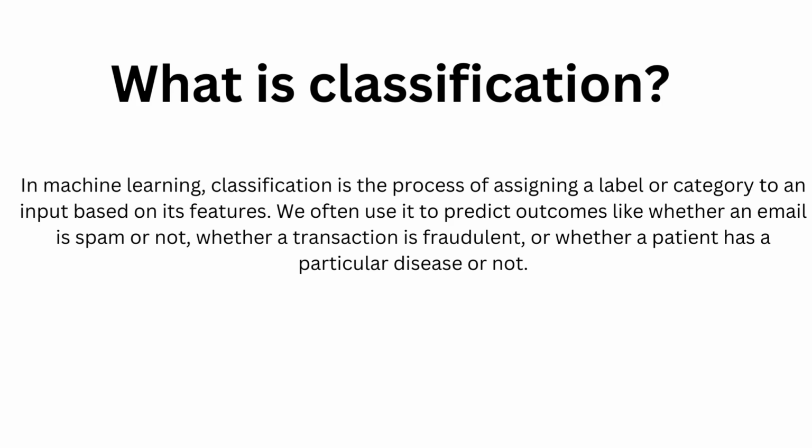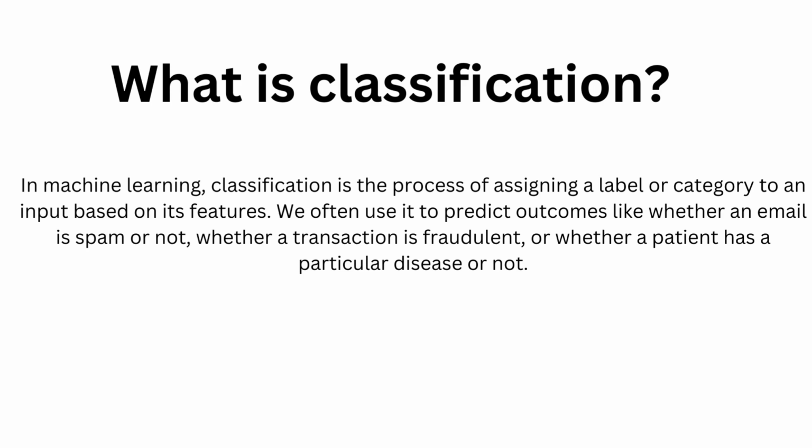First things first, what is classification? In machine learning, classification is a process of assigning a label or category to an input based on its features. We often use it to predict outcomes like whether an email is spam or not, whether a transaction is fraudulent or not, whether a patient has a particular disease.